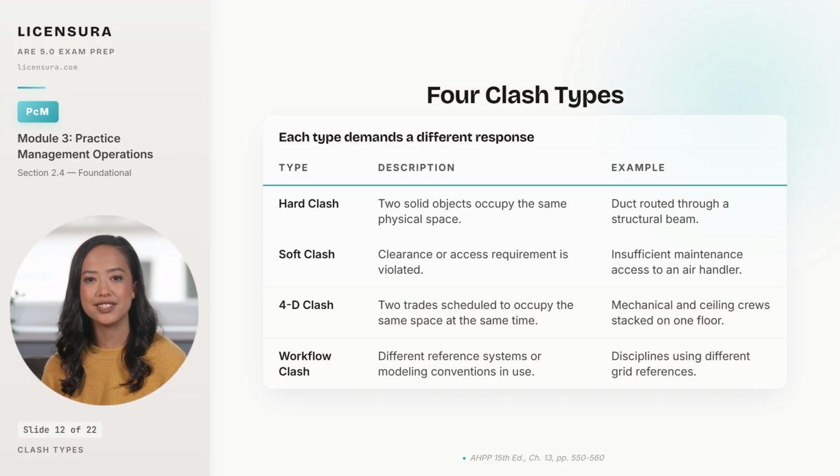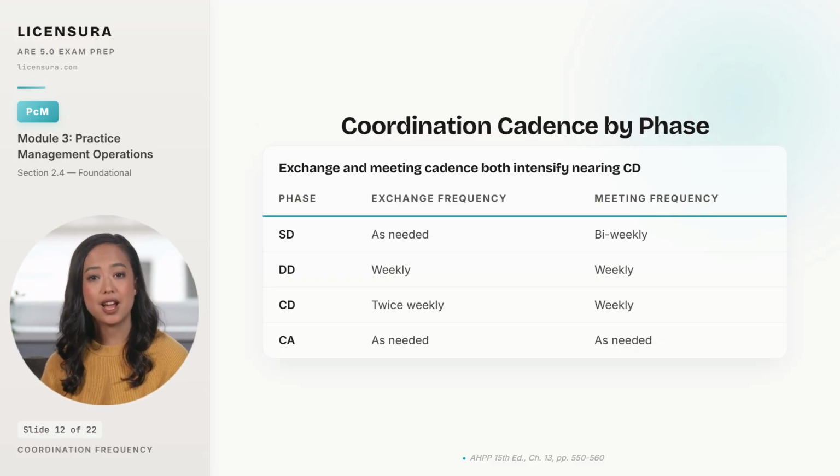The exchange cadence and meeting cadence both step up as the project moves toward construction. Cadence is not a constant. It tracks design maturity and the risk of an unresolved conflict reaching the field. In schematic design, exchanges happen as needed, and meetings are biweekly. The model is too coarse for tight clash work, and the focus is on layout decisions.